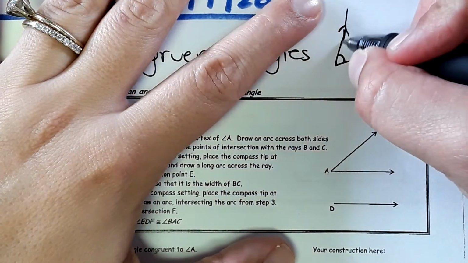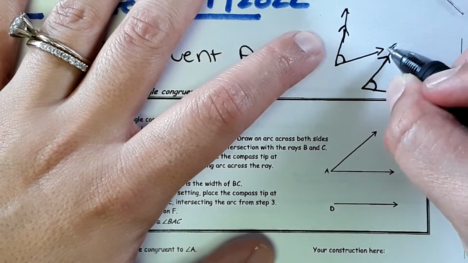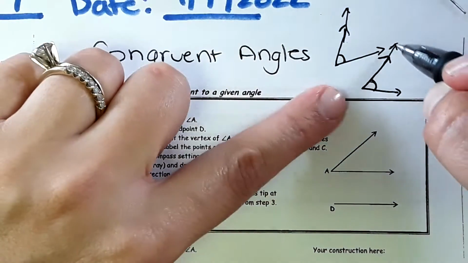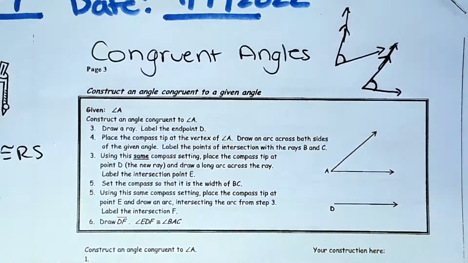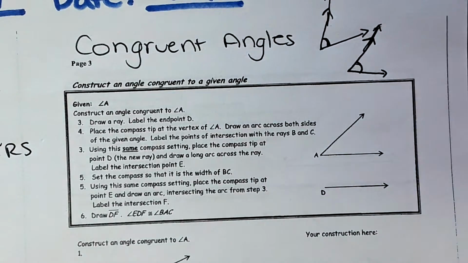Also, the rays could be different lengths because a ray just goes on forever and ever, and no matter how you draw it, it's still going to go on forever and ever. So if these ray lengths aren't exactly the same, that's okay. What we're looking for is for the angle to be the same.